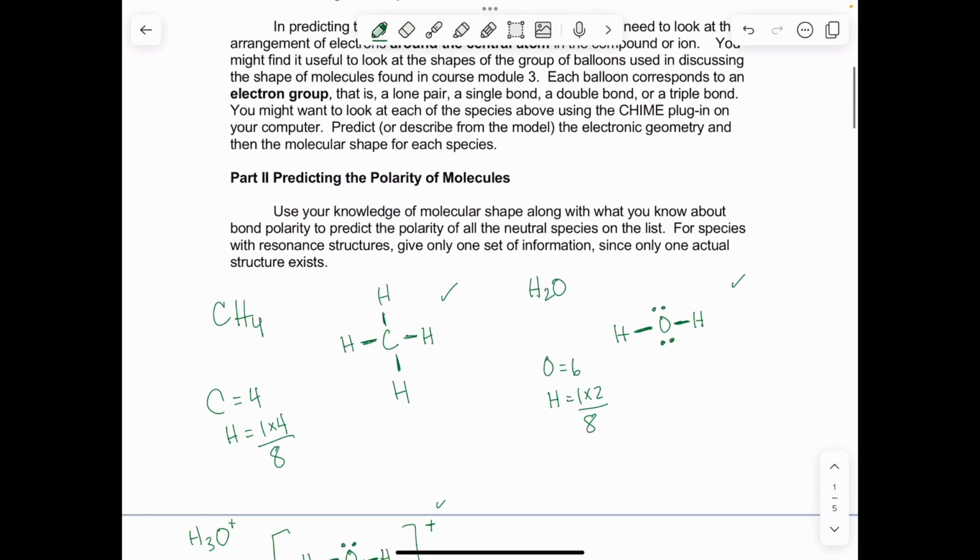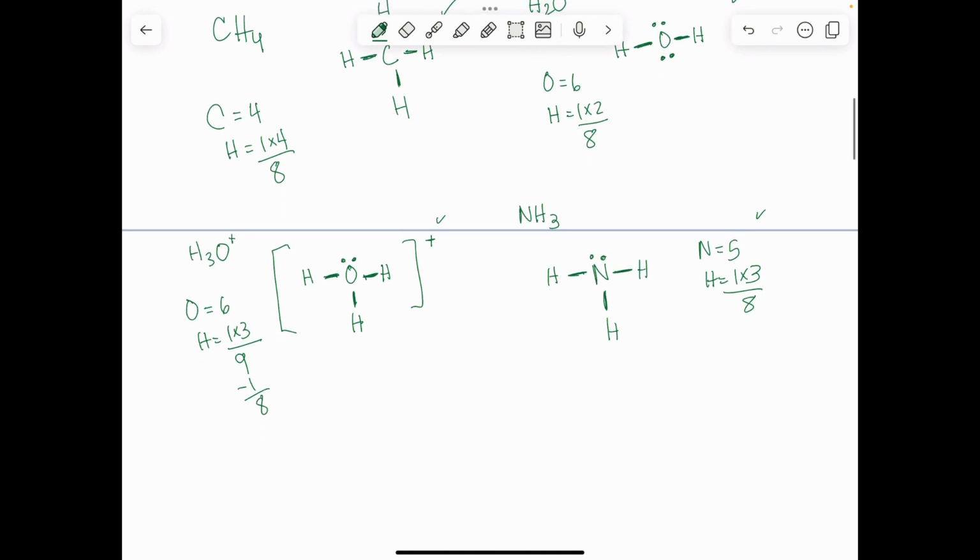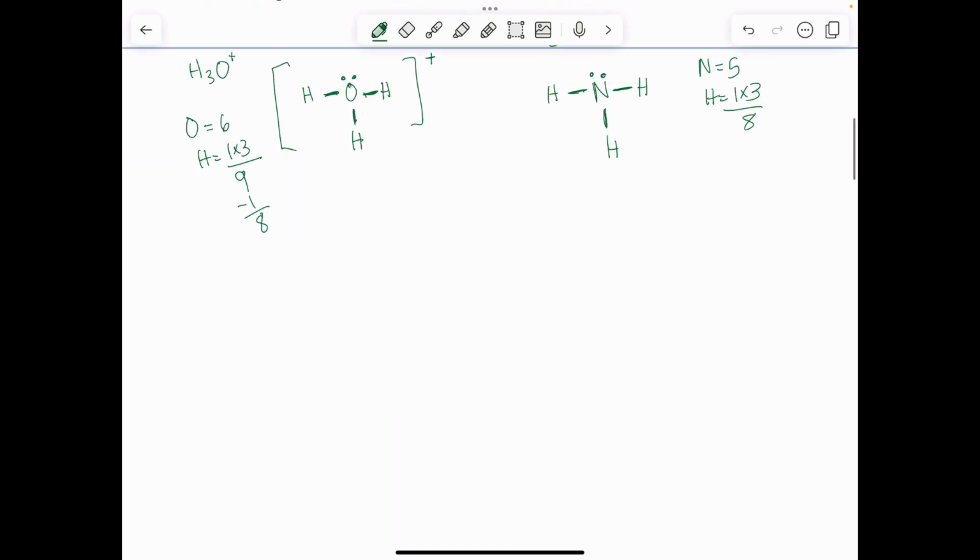All right, NH3 and NH4 plus. NH3, nitrogen in the center, 3 hydrogens. Nitrogen has 5, each hydrogen has 1, for 8. 2, 4, 6, 8. There's the Lewis structure for NH3.